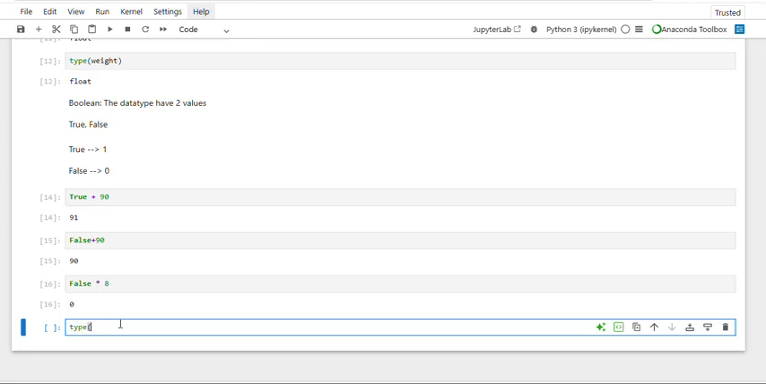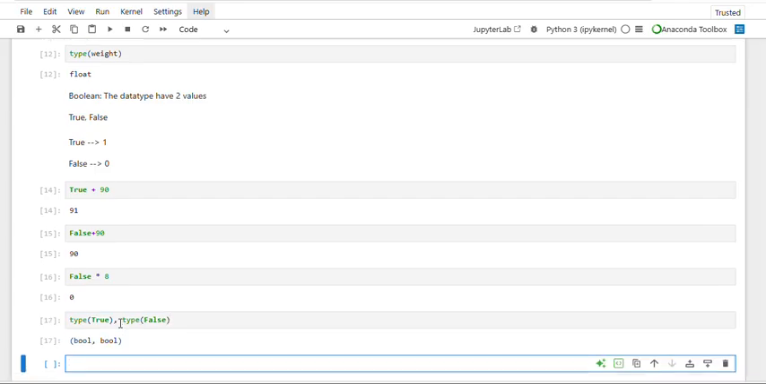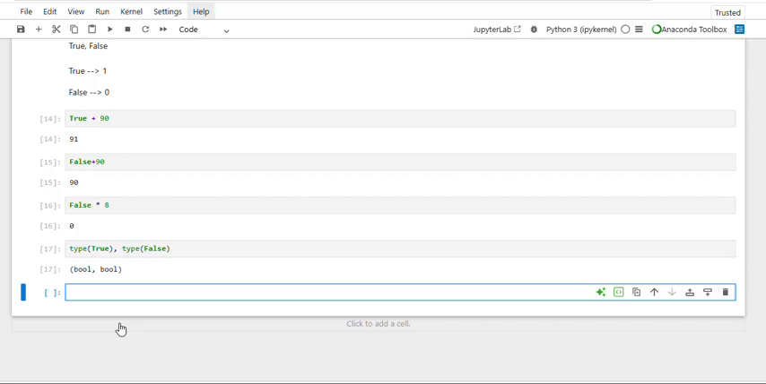So let us see the type of these. Type of True, and the second one is the type of False. You can see they both are considered as the Boolean data type. And the last one is called the complex data type.